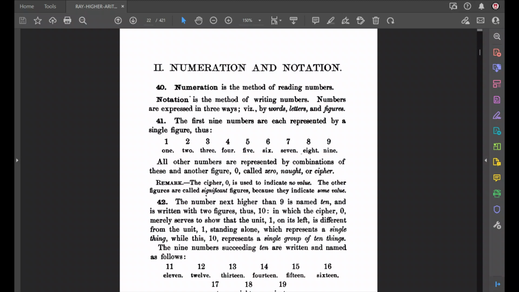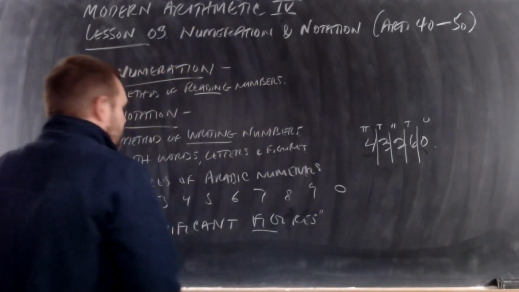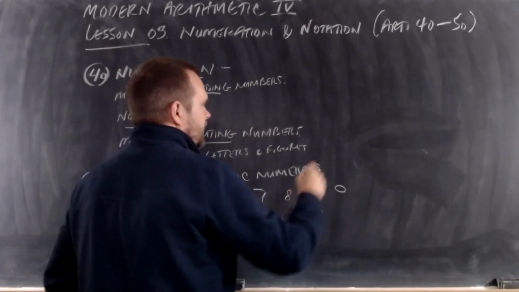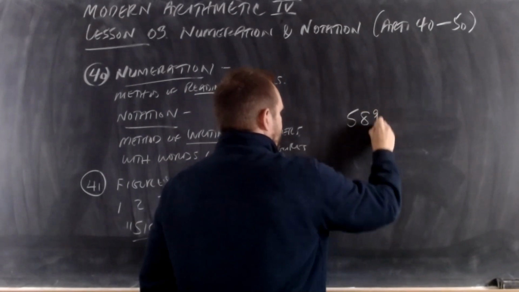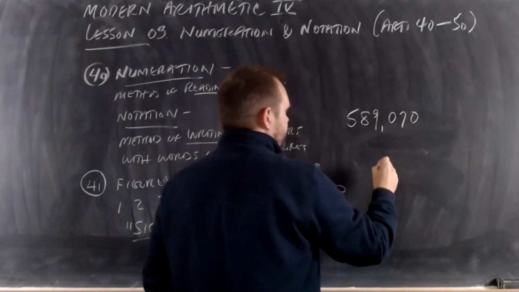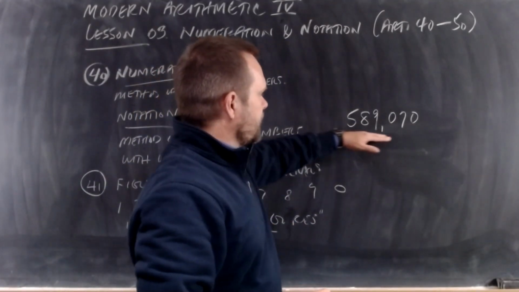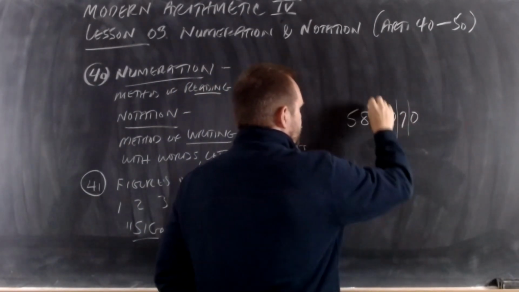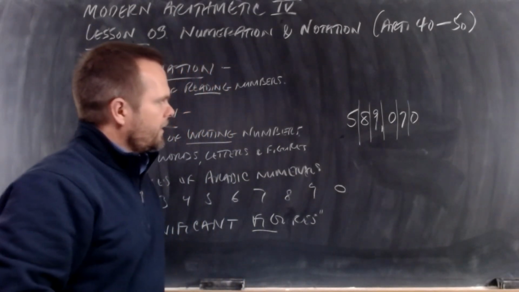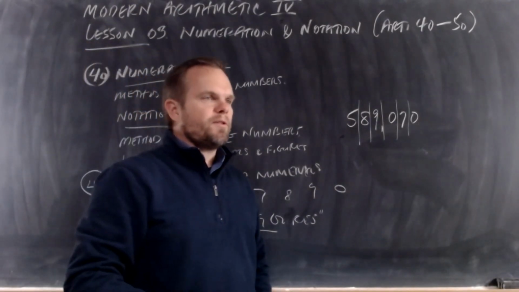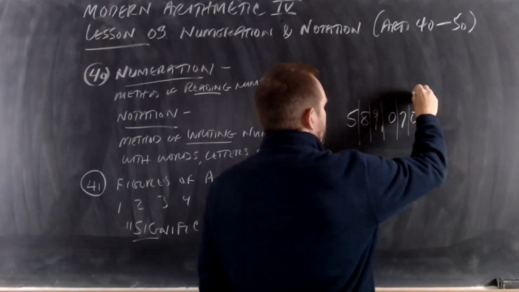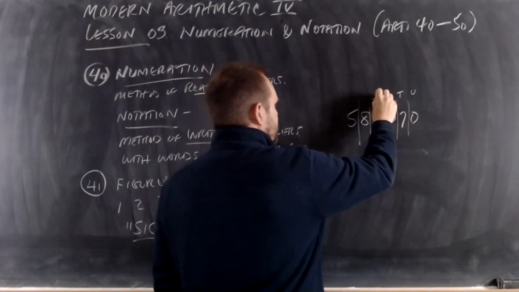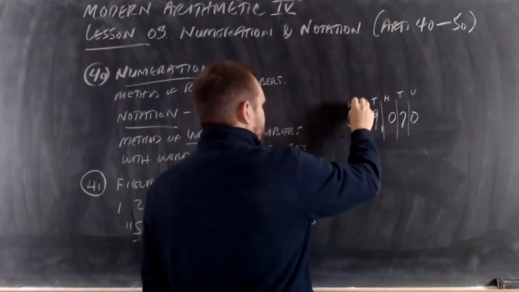Okay? Let me just show that again because I'd like to show it on the video. If we take a number, when we talk about significant figures, if we have a number like 589,070, we're to understand, based on the way that our number system works, that each of these numbers represents a certain number of units. In the first column here we have units, in the second we have tens, in the third we have hundreds, then thousands, then 10,000s, then 100,000s.